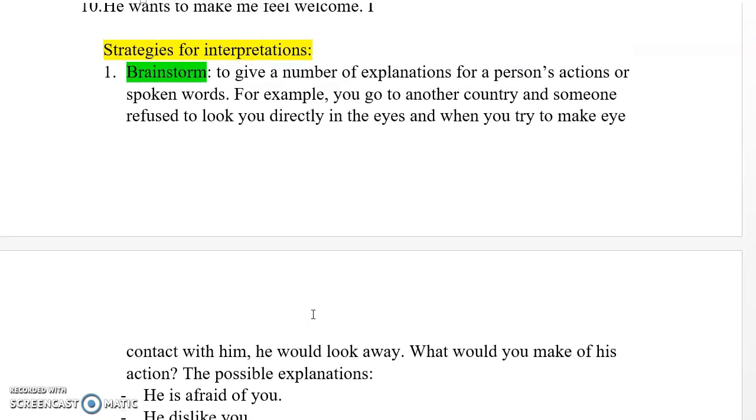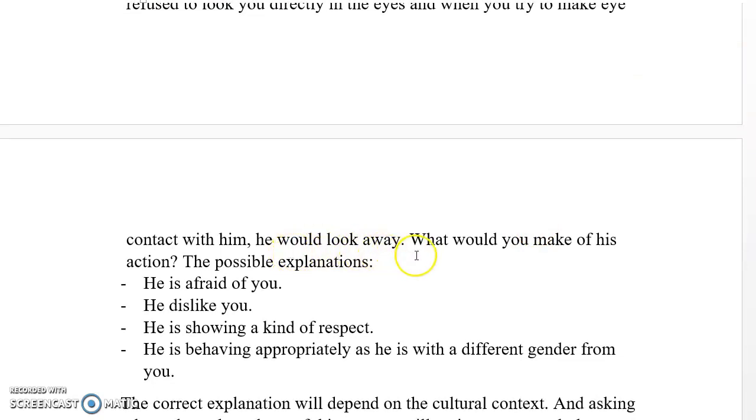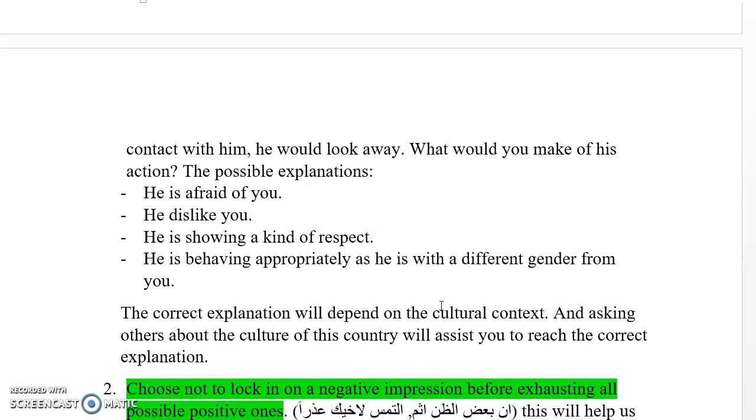Number one, I have to brainstorm a number of explanations for a person's actions or spoken words. Sometimes if I am in a new country with people from a new cultural background, I have to brainstorm about some weird or ambiguous actions by those people. For example, you go to another country and someone refuses to look you directly in the eyes, and when you try to make eye contact with him, he looks away. I have to think and brainstorm many explanations for this action.